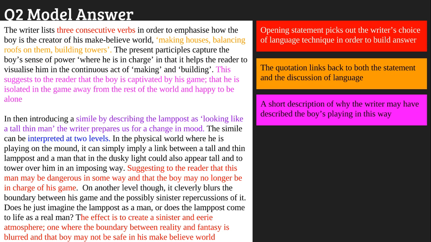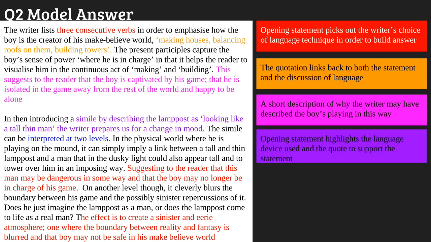So if we move on to the second paragraph then, in introducing a simile by describing the lamppost as looking like a tall, thin man, the writer prepares us for a change in mood. Again, the opening statement has that subject terminology because it's a simile, and it's got the quotation to support the statement, so it's all built into one there. The simile can be interpreted at two levels. So what we've got here then is alternative readings, or different readings, of the text.